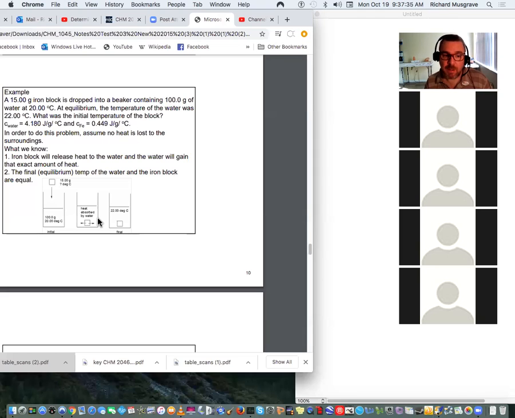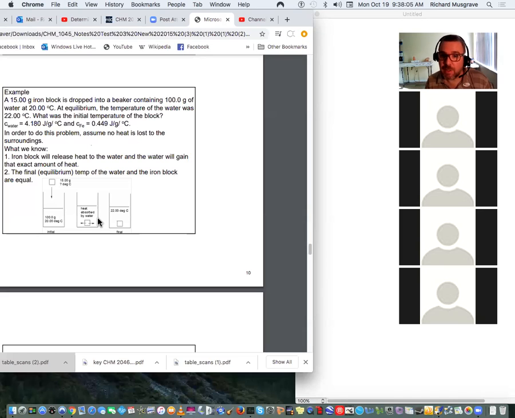So what's happened here is that the water has gone up in temperature by 2 degrees Celsius. And we know that the iron has gone down, but it's gone down to the same temperature as the water, which is at 22 degrees Celsius. So Roland, to answer your question, what I can tell you is that it's done until the equilibrium temperature is reached, until we get that constant temperature.